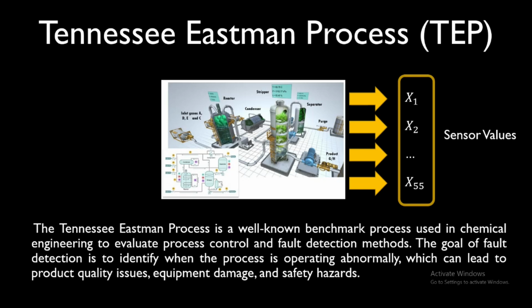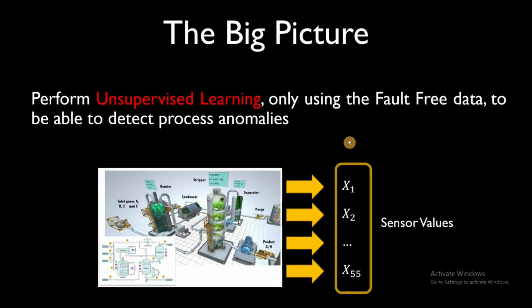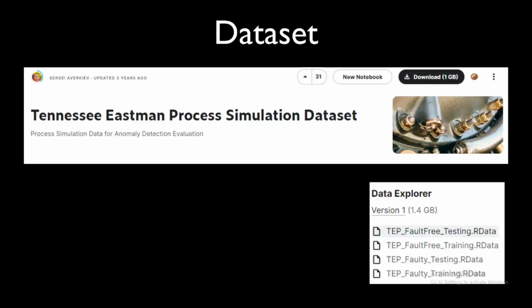All right. So what is the big picture? What do we want to do? This is our system. We get sensor values from there. Using these sensor values in an unsupervised method, we want to do anomaly detection. When there is a fault, we should be able to detect it using our algorithm. And we don't need any label data because this is unsupervised learning. The dataset is taken from the Kaggle website here, which I'll link with the video.